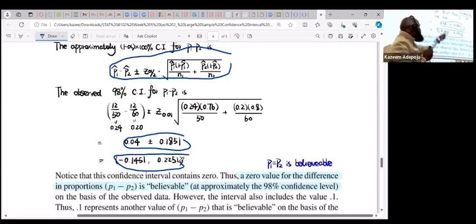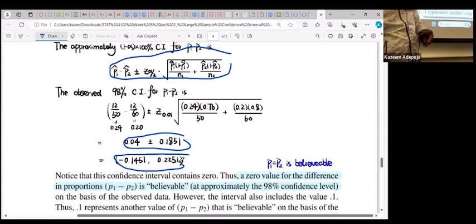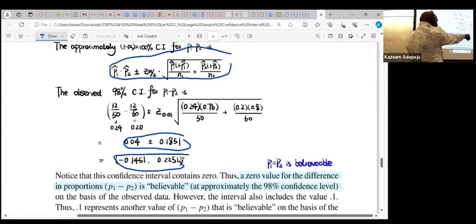We all know a difference exists between the two proportions of failures, but the difference that exists is not statistically significant because of the fact that zero can be found in the interval. Because when zero can be found in the interval, the possibility is, okay, no difference. And that was why I said that a zero value for the difference in proportion is believable, which is possible to happen, at approximately the 98% confidence level, on the basis of the observed data.